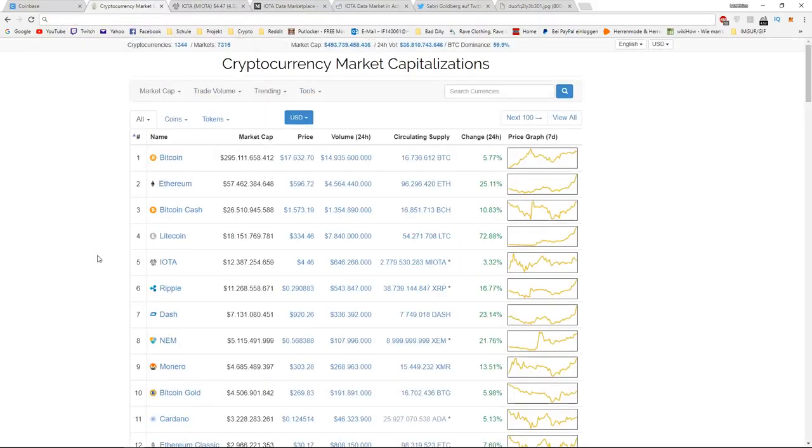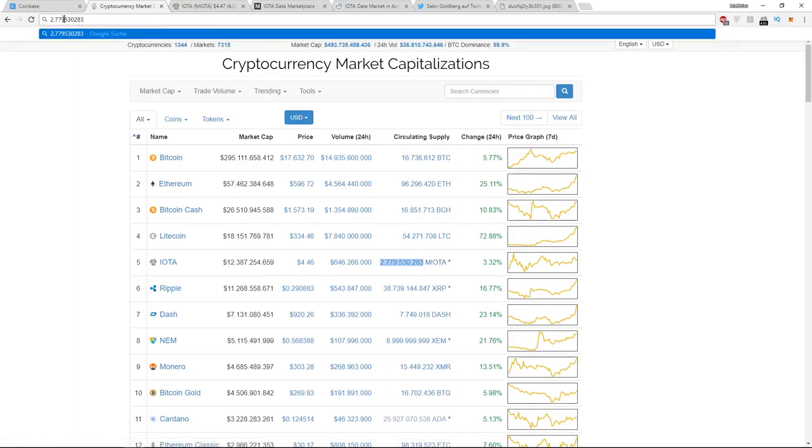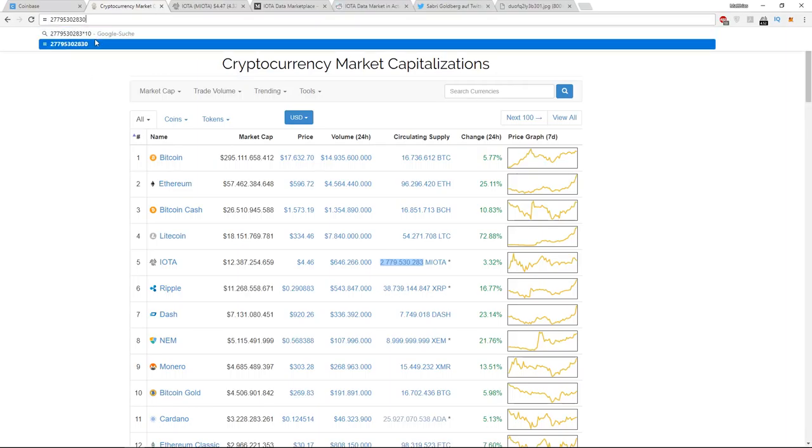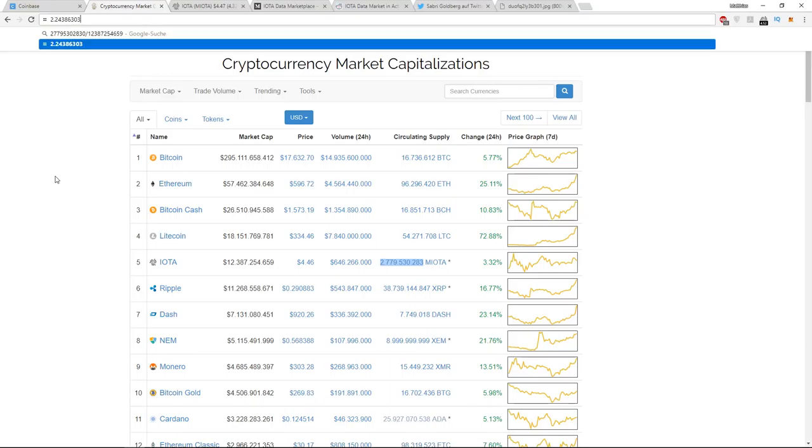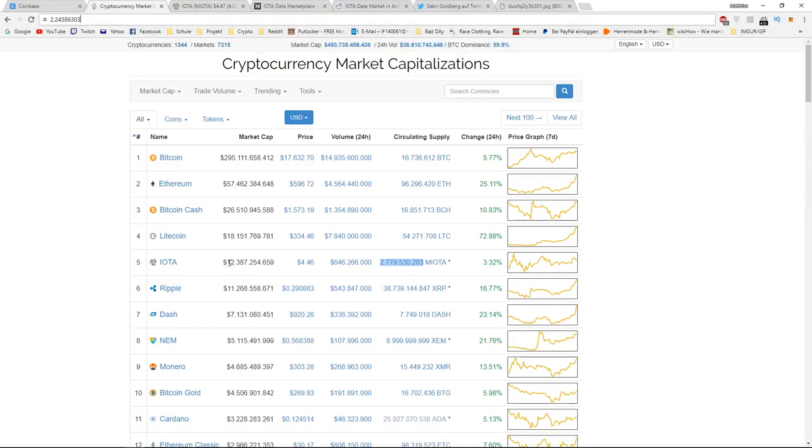So let's take it to the numbers. If we want IOTA to reach $10, we need the total capacity of IOTA, which is 2.8 billion million IOTA. So we're taking this number, delete the points, multiply this by the price we want, so $10. And this would be the total market cap we needed. So if you divide this by the market cap of today, we get the factor IOTA has to be multiplied. So if the current IOTA market cap gets multiplied by 2.24, the price would be $10.